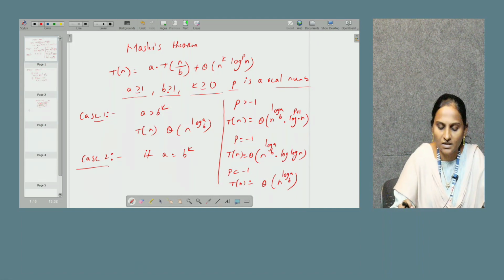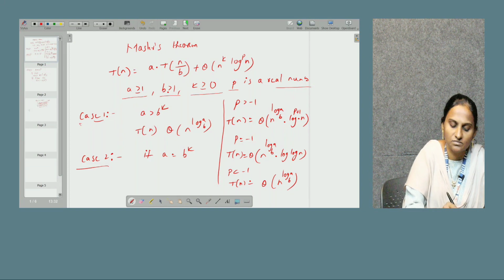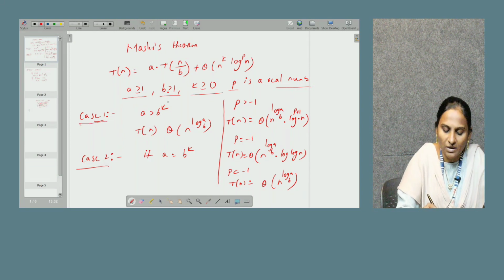For solving the recurrence equations using Master's theorem, three cases are there: case 1, case 2, case 3. Case 1: first we need to compare a with b^k. If a is greater than b^k, then the formula is T(n) = theta(n^(log a base b)).